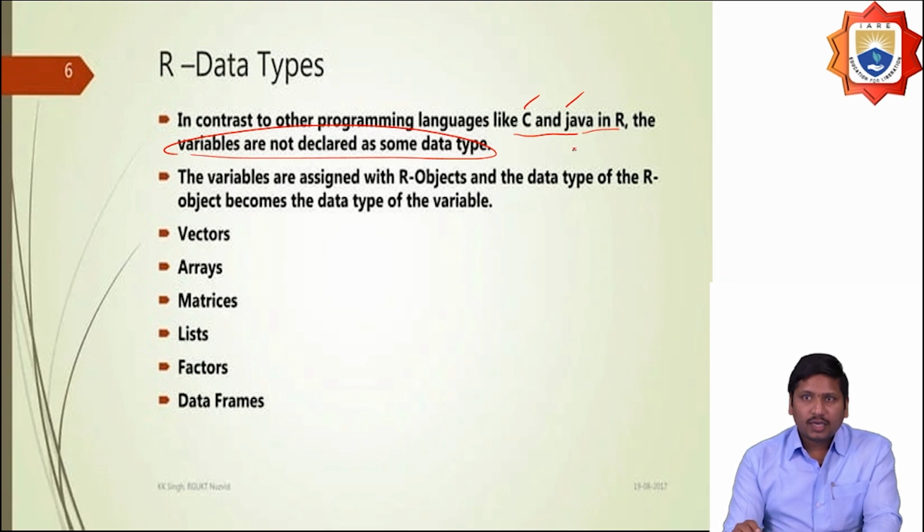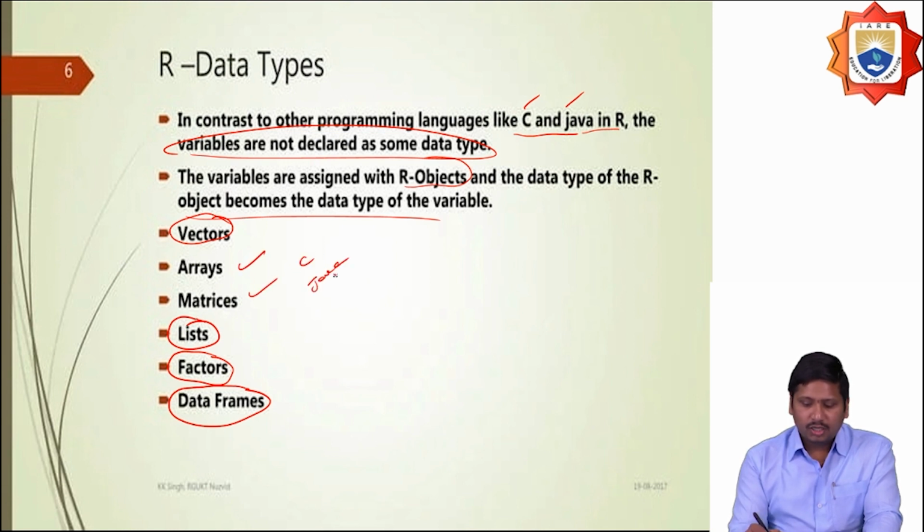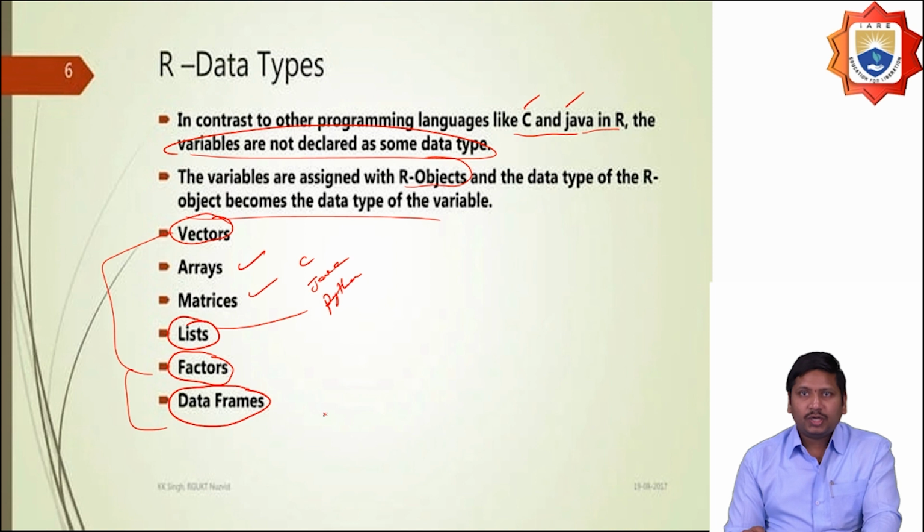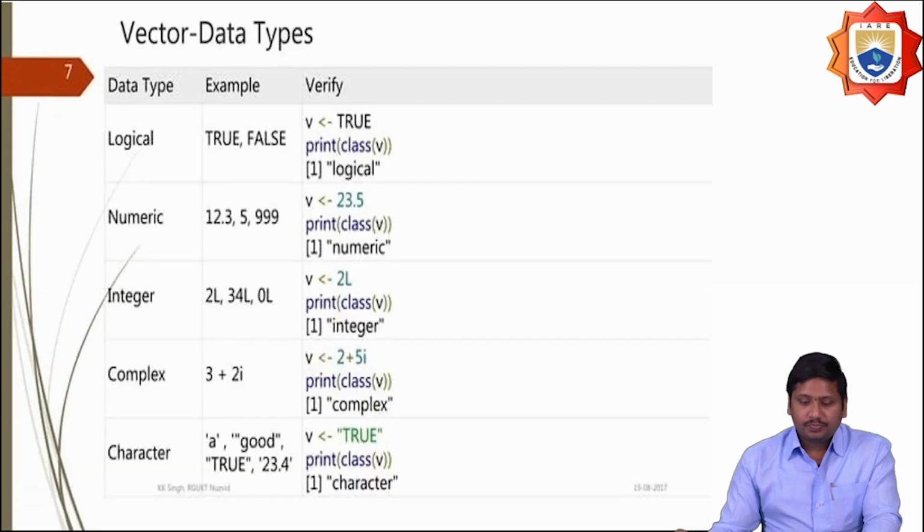The variables are assigned in the form of R objects, and the data type of the R object becomes the type of the variable itself. Some of the data types that are new to us in our programming are vectors, factors, data frames, and lists. Lists appear in Python, but vectors, factors, and data frames are the new data types.